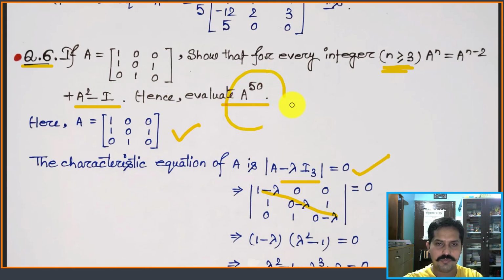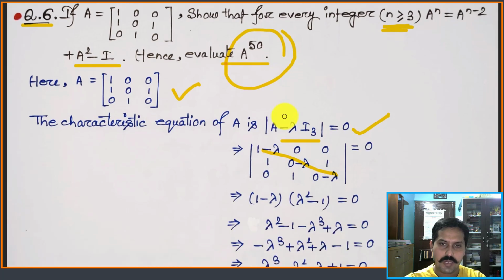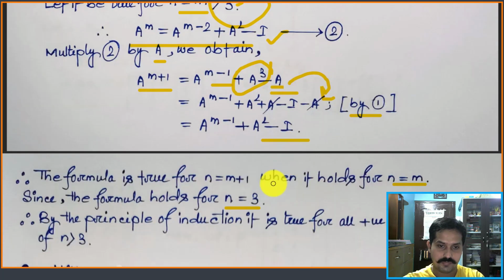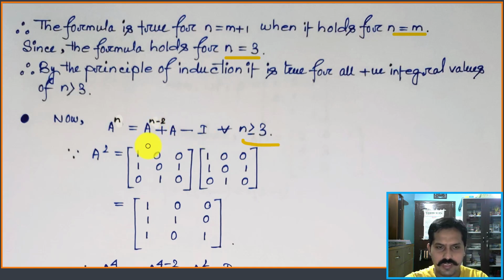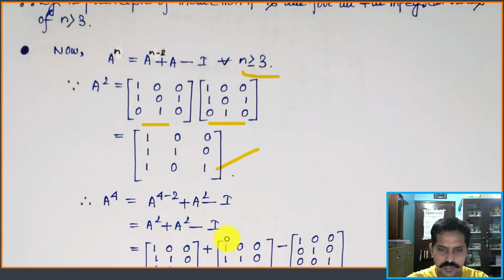Now we have to find a to the power 50. This we do by the symmetry method. You see, we have this result: a to the power n equals a to the power n minus 2 plus a square minus I. So what is a square? A square is a into a, then do the matrix multiplication, and we have this result.